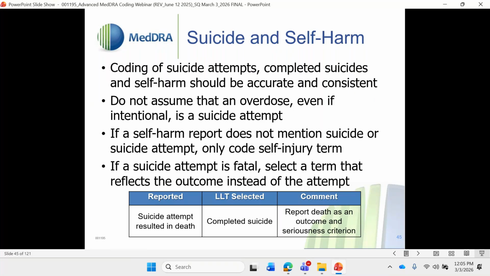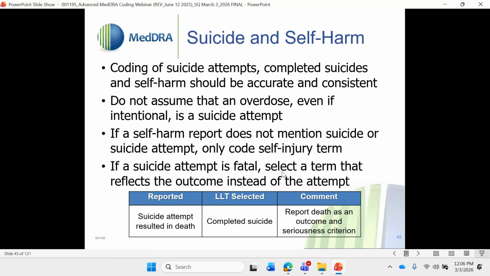Okay, if a self-harm report does not mention suicide or suicide attempt, only code the self-injury term, right? Don't assume, oh, he did so much self-harm, he was trying to commit suicide. Unless it says it was an attempted suicide, don't assume. And of course, if a suicide attempt is fatal and there was death, then you would code it as completed suicide. Otherwise, you would just say it's a suicide attempt. So it's important to distinguish the differences in that.